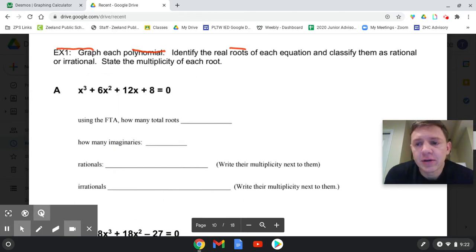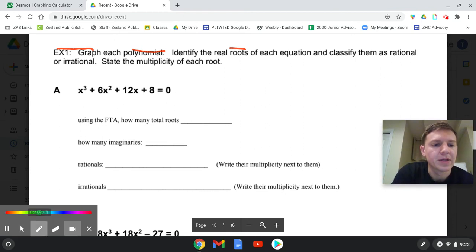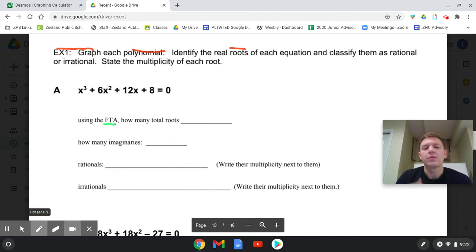We're going to have a little bit of graphing examples and learn some of the things we just learned about polynomials and their roots. Example 1: graph each polynomial. Identify the real roots, classify them accordingly, and state the multiplicity. We've got this equation, x cubed plus 6x squared plus 12x plus 8 equals 0. Using the fundamental theorem of algebra, how many total roots are there? The fundamental theorem of algebra just says whatever the highest degree is, that's how many roots there are.